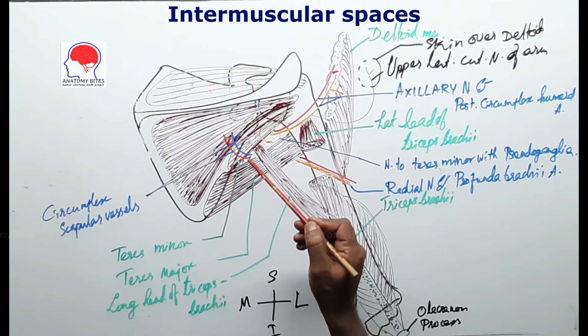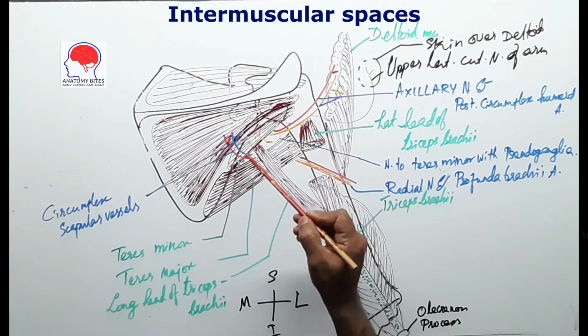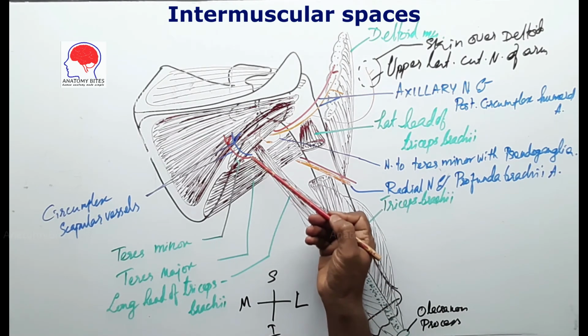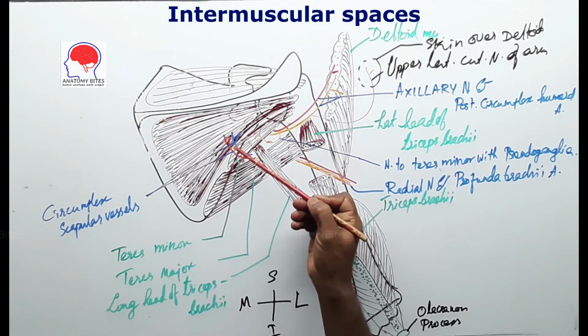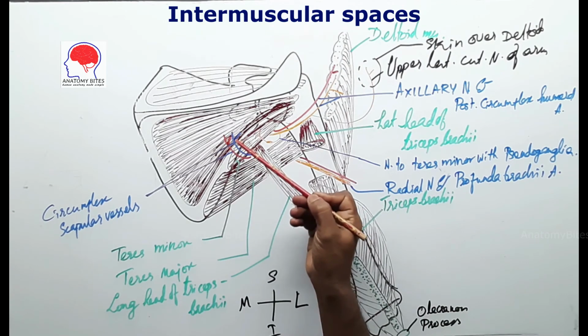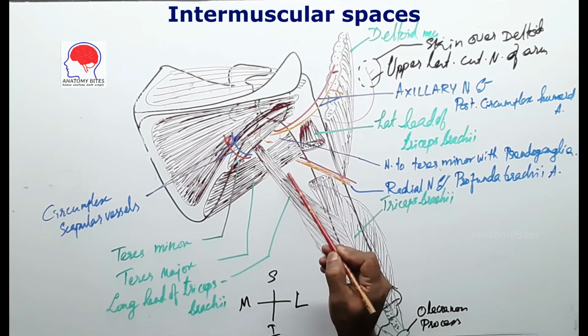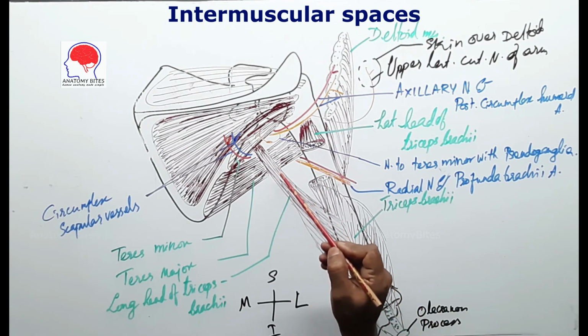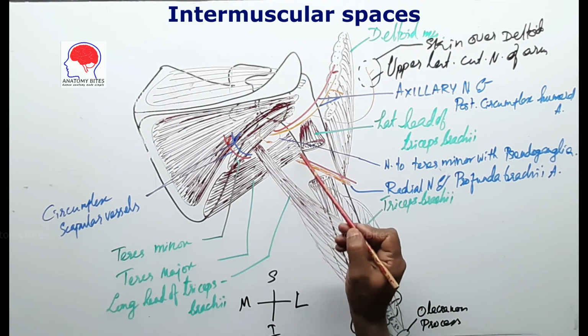Here is the upper triangular space, superiorly bounded by the lower border of teres minor, inferiorly by the superior border of the teres major, and medially by the long head of the triceps brachii. The contents of the space are the circumflex scapular artery, which is a branch of the subscapular artery, and the accompanying circumflex scapular vein. The lower triangular space is bounded laterally by the shaft of the humerus, medially by the long head of the triceps, superiorly by the inferior border of the teres major.